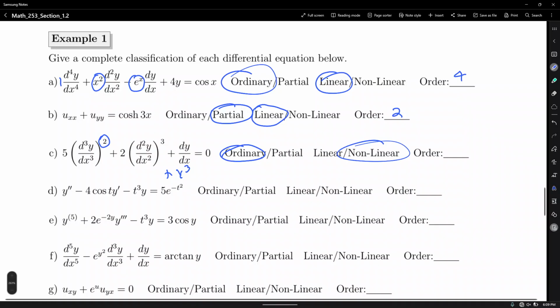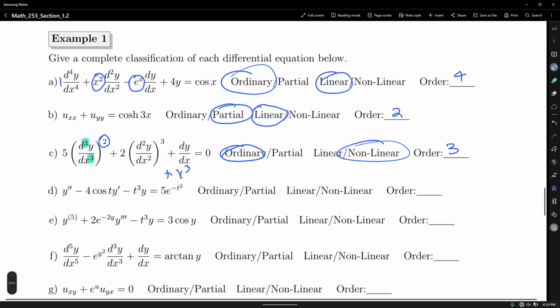What's the order? 3. That's the highest derivative you see, right? Do we look at this 3 or do we look at that 3? No, that's the exponent only, all right? That's an exponent. So we're looking for this 3 right here to call it an order 3.